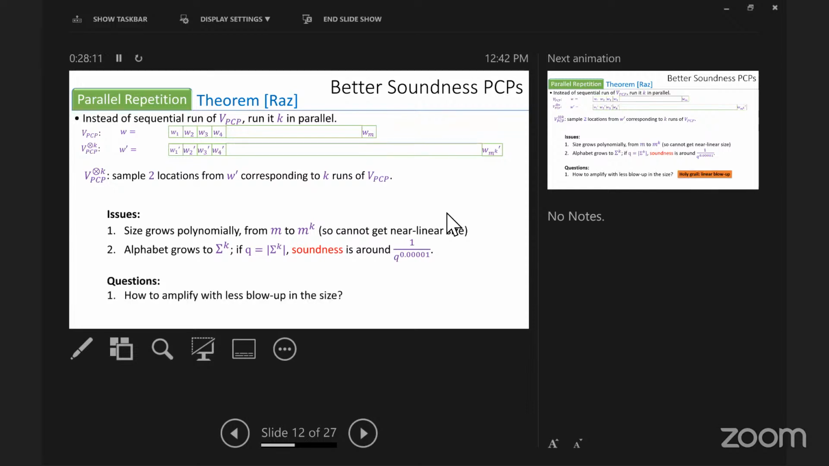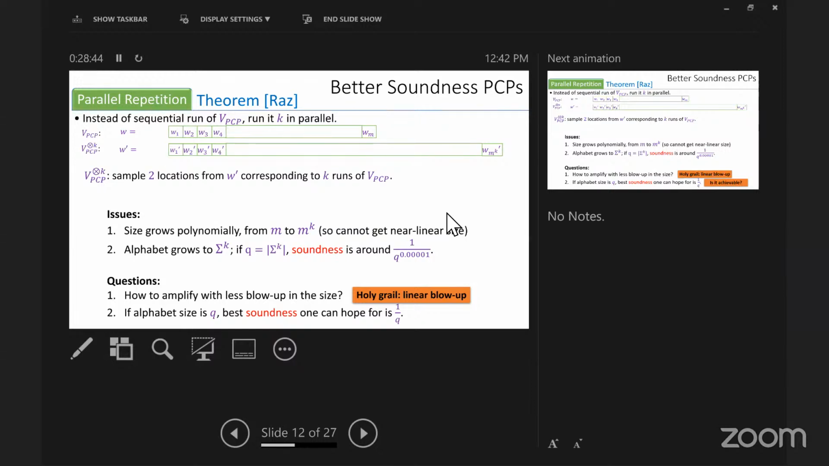So question number 1, how can we do soundness amplification with more modest blow up in the size of the PCP? Ideally, we would like to keep it linear, but life is far from ideal, so maybe a quasi-linear size. And secondly, we can hope to get the best trade-off between the alphabet that we get in the construction and the soundness.